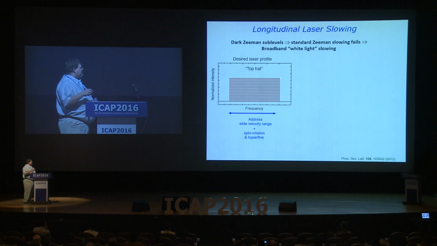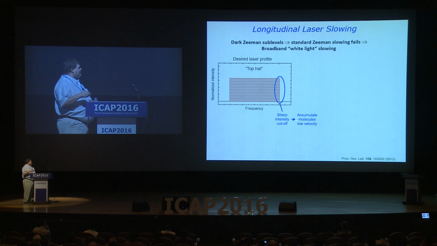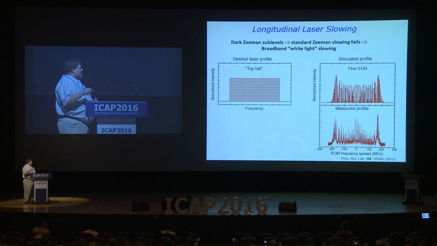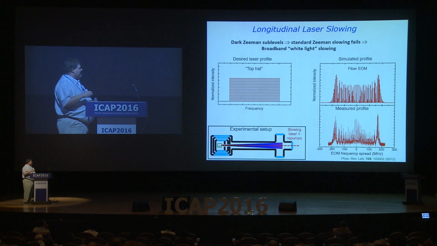So the idea is to account for the changing Doppler shifts as molecules slow down. We have a broad range of frequencies. We'd like to have a very sharp frequency cutoff so that when the molecules hit a specified low velocity, they stop getting slowed by the laser. The way we do this is we send our lasers through a fiber EOM and drive it very hard to apply many sidebands. Here's what we actually see. And it has almost this top hat profile, but a little edge which causes trouble for us.